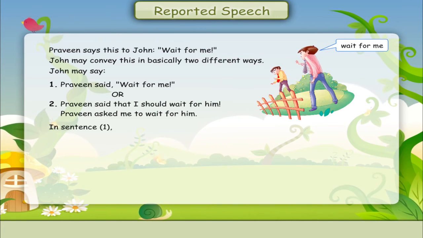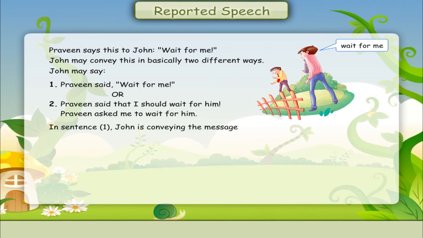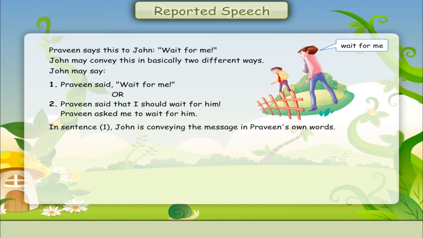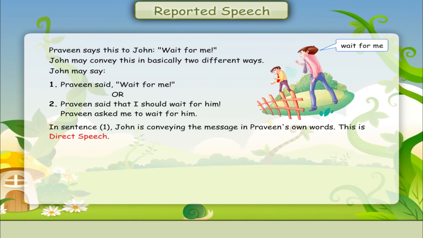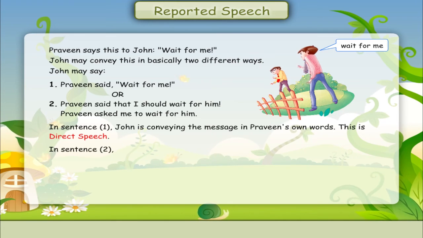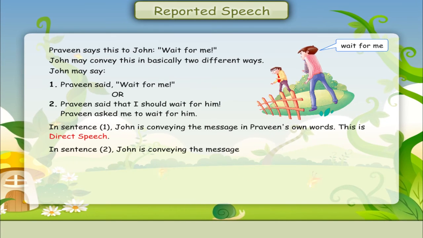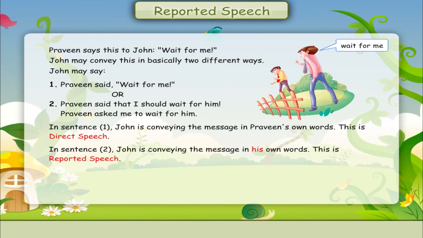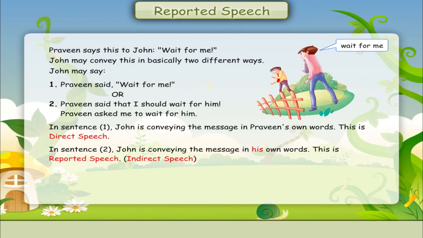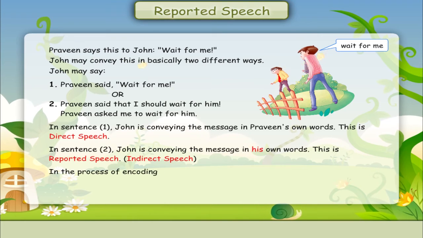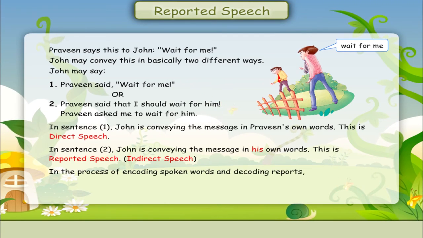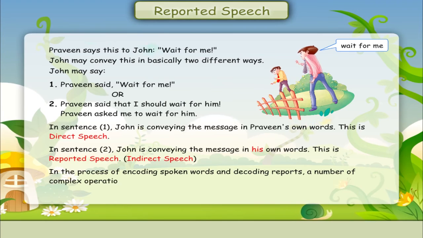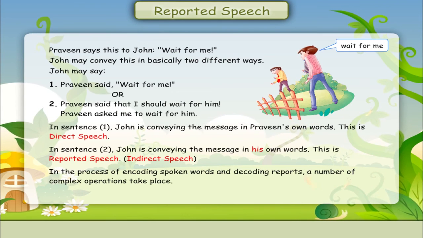In sentence 1, John is conveying the message in Praveen's own words. This is direct speech. In sentence 2, John is conveying the message in his own words. This is reported speech or indirect speech. In the process of encoding spoken words and decoding reports, a number of complex operations take place.